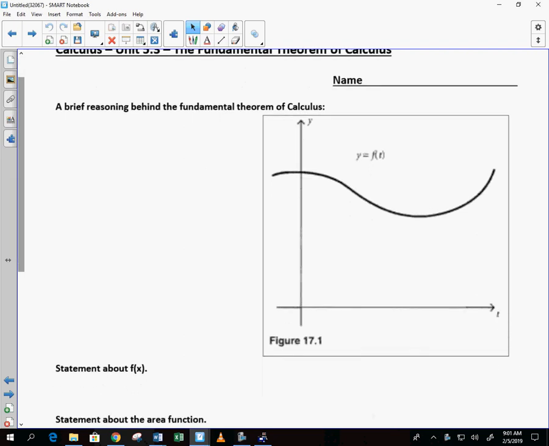We're going to do a brief explanation here, a brief reasoning behind the fundamental theorem of calculus. The fundamental theorem of calculus really talks about area beneath the curve, right? I'm going to start bounding this at A, and change things just a little bit. Instead of stopping at B, I'm going to stop at X, meaning that we could move that spot to the right or to the left.